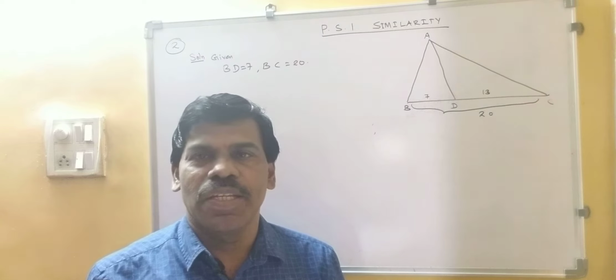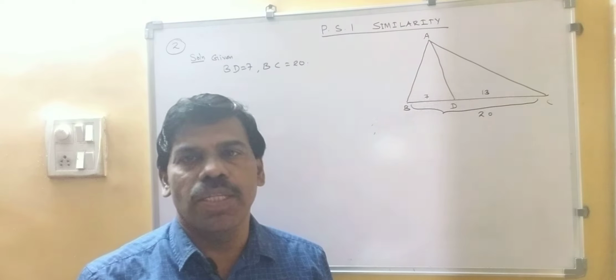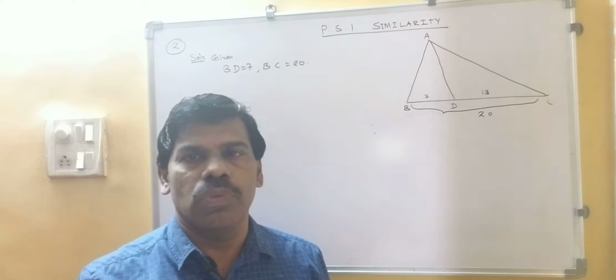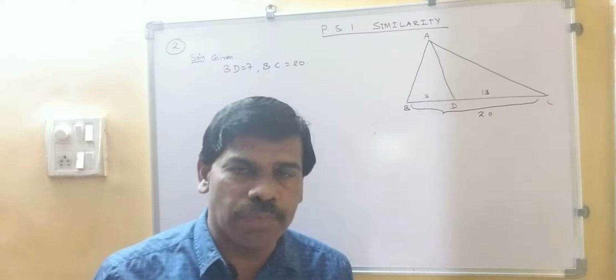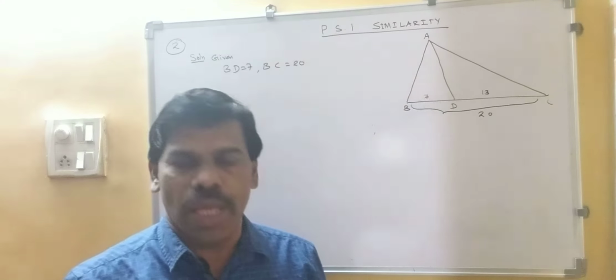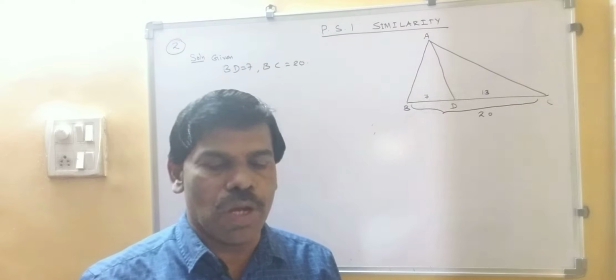Today we will see problem set 1, that is the similarity chapter. Out of the given sums, we will solve a maximum of some 80% of the problems. The remaining sums you can try at home. Okay, so we will start with problem number 2.